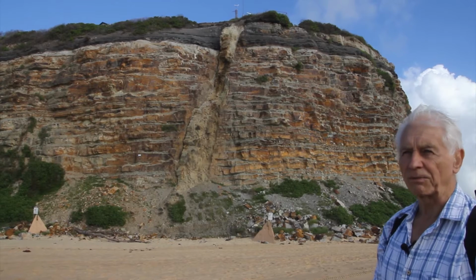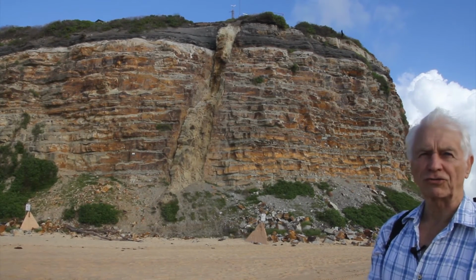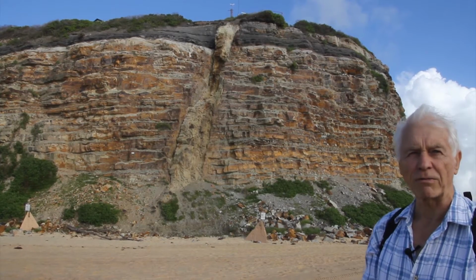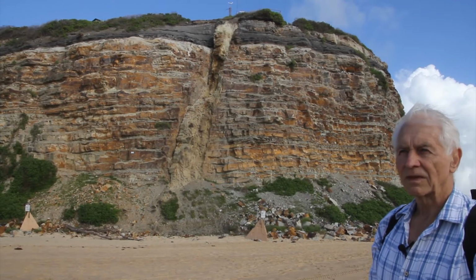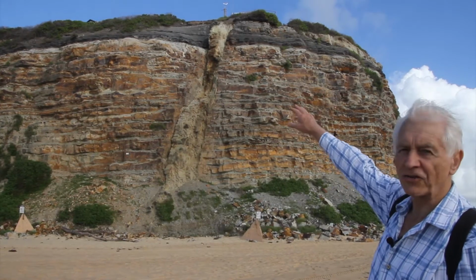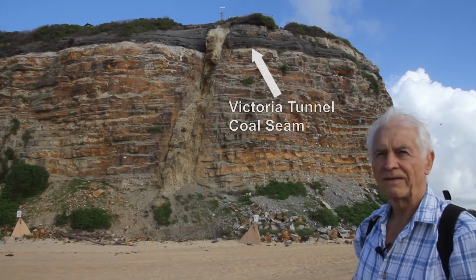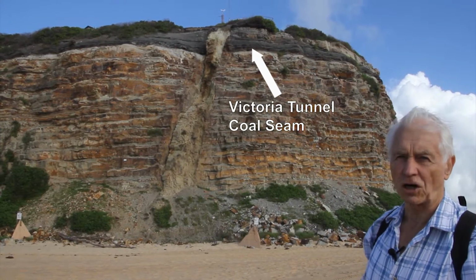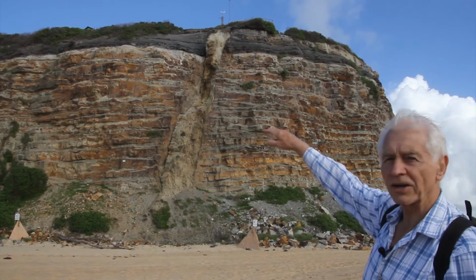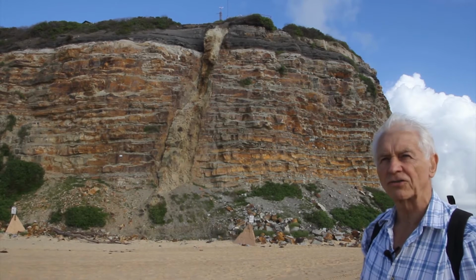At the very top, the bit that's been removed was the conglomerate, and if you look at your stratigraphy you'll see that was the Merriweather conglomerate. Immediately beneath that is a dark greyish shale, and immediately above that is a thin layer of coal. That's the Victoria Tunnel coal seam. Underlying that we have what looks like a banded sequence of rocks.